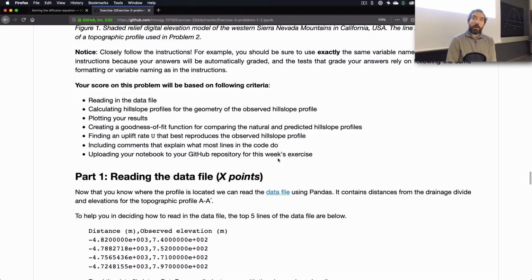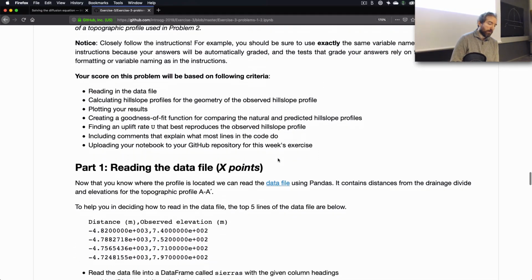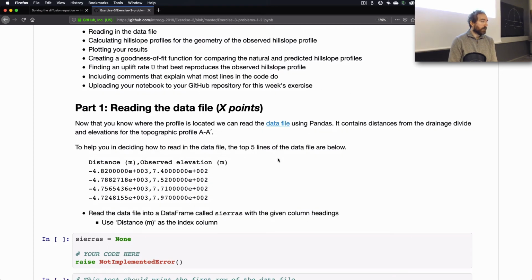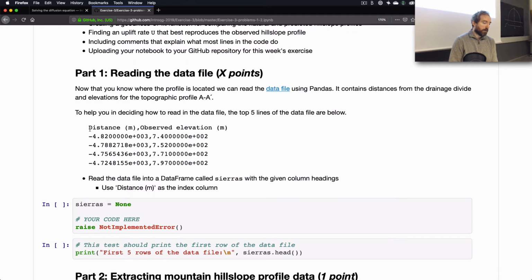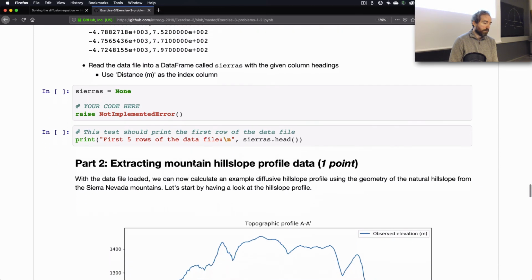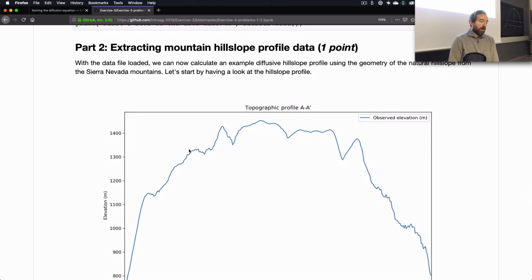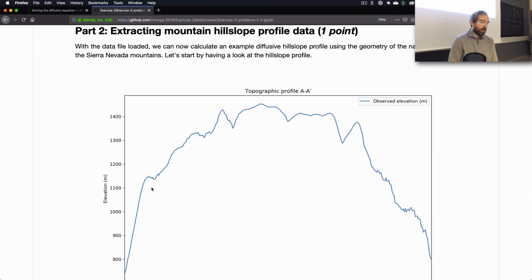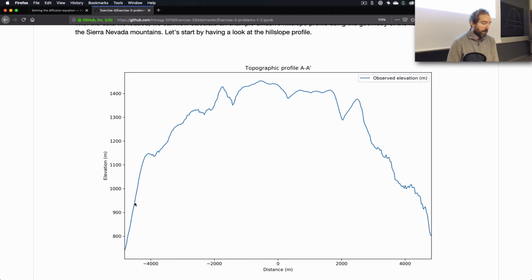What that means is first we're going to read that in. So we've got a data file to read, standard operating procedure here. Here's what our data file looks like. We've got some distance and some elevation. You're just going to read that in using pandas as we've done before. So that should hopefully be pretty straightforward. Once you read that in, this is our topographic profile data. So there's the one river over on the left, the other on the right, and you can see the elevated landscape in between. Looks a bit like a parabola.